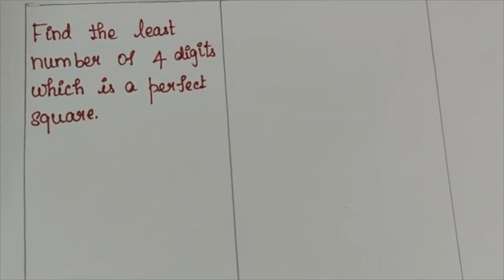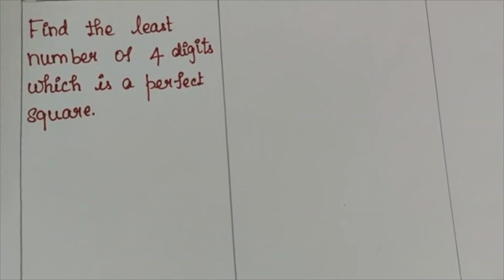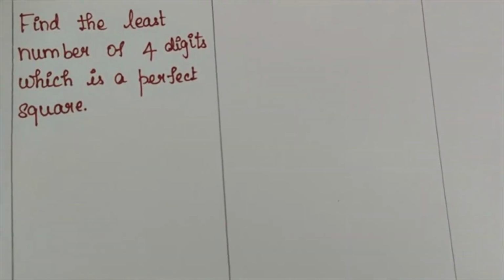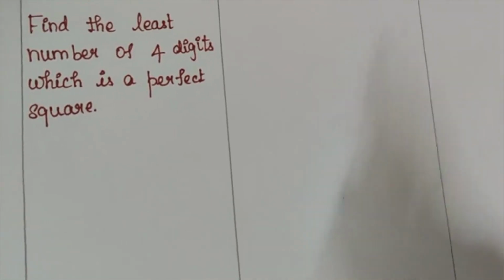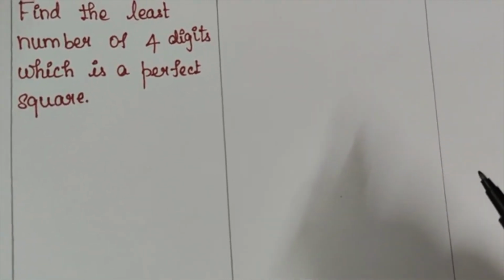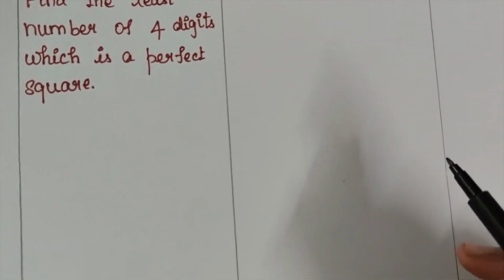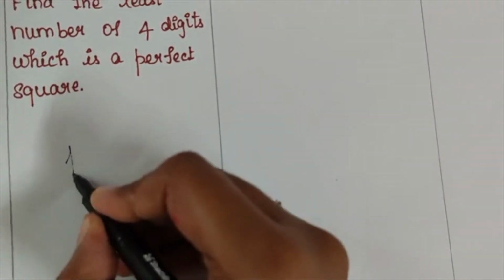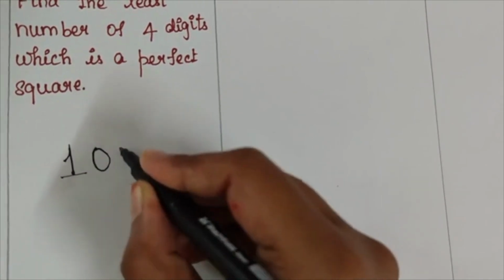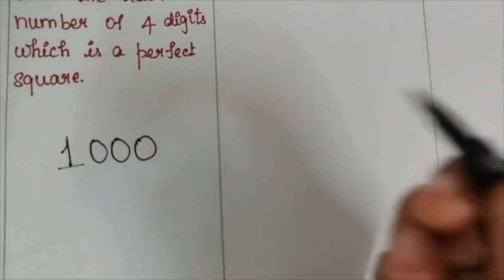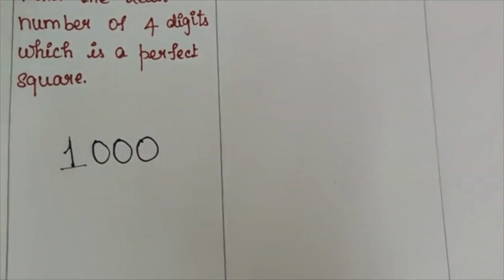Find the least number of 4 digits which is a perfect square. So we need to find the smallest 4-digit number which is a perfect square. Okay, let me tell one thing. What is the smallest 4-digit number? We all know the smallest 4-digit number is nothing but 1 followed by 3 zeros. That is nothing but 1000. So 1000 is the smallest 4-digit number.